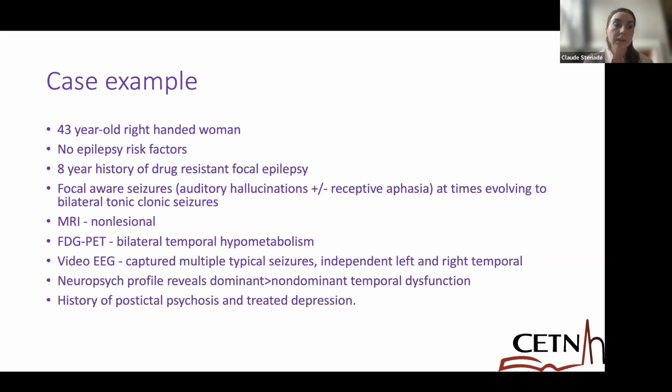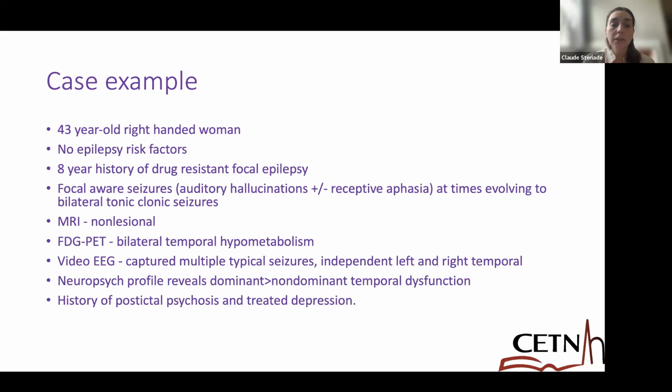She has no epilepsy risk factors. She's had epilepsy since she was 35. She has focal aware seizures with auditory hallucinations, often evolving to receptive aphasia, and that can evolve sometimes to bilateral tonic-clonic seizures. And they're poorly controlled. She's having them about a week or so, the focal impaired aware seizures, the focal aware seizures. And the tonic-clonic seizures are every couple of months.